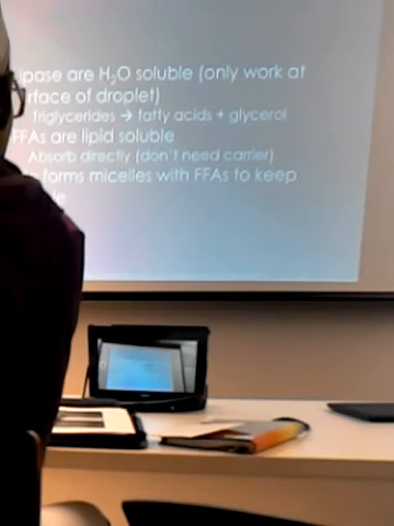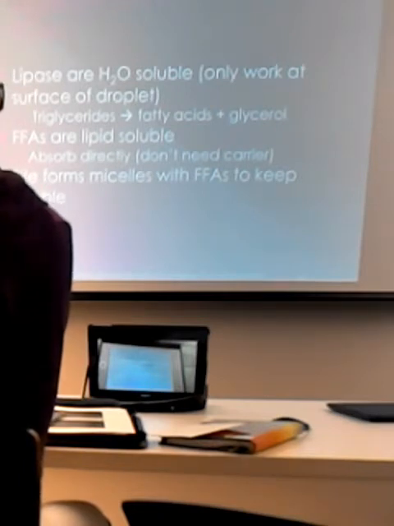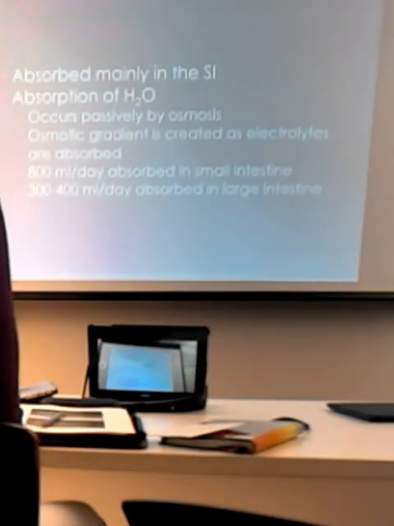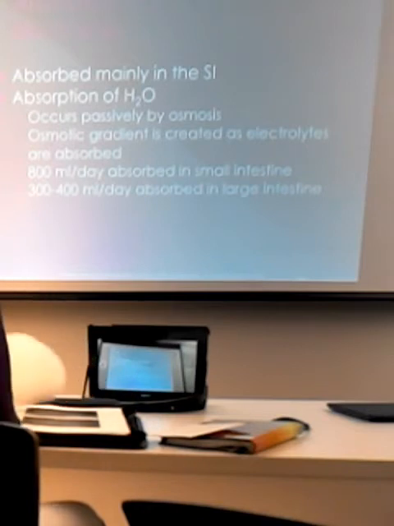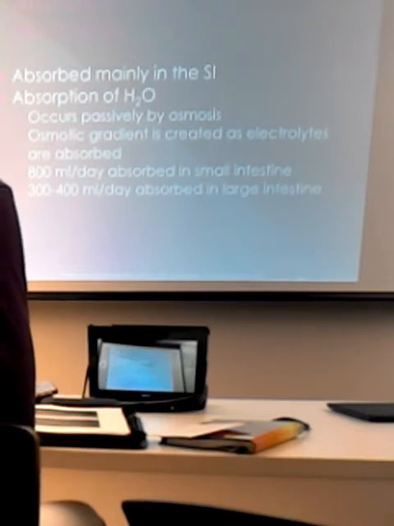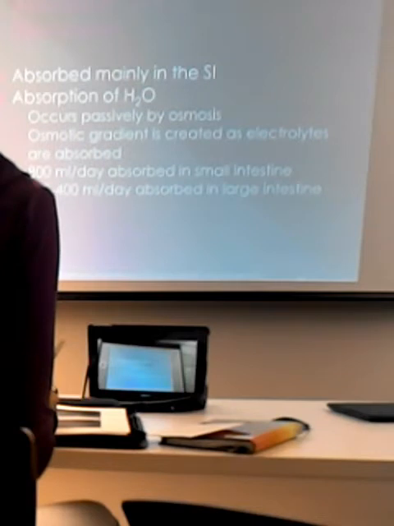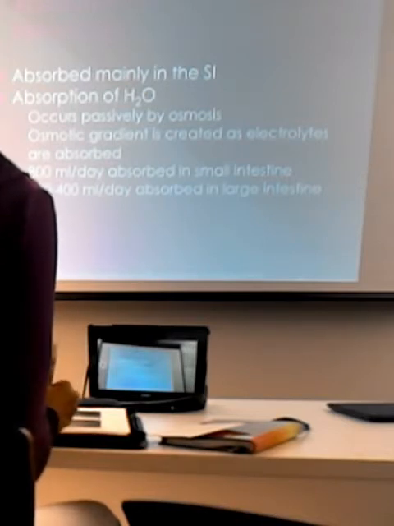FFAs, free fatty acids, don't need a carrier, and you don't want to have too many of those floating around. Okay? All right. Absorption: we do almost all of our absorption of water in the small intestine. It's also where we release a ton of water, up to 2 liters, depending on how much we're eating. I'm not going to ask you to know 800 versus 300, but I want you to know the small intestine absorbs at least twice as much water as the large intestine does, even though the large intestine's main job is to absorb water.